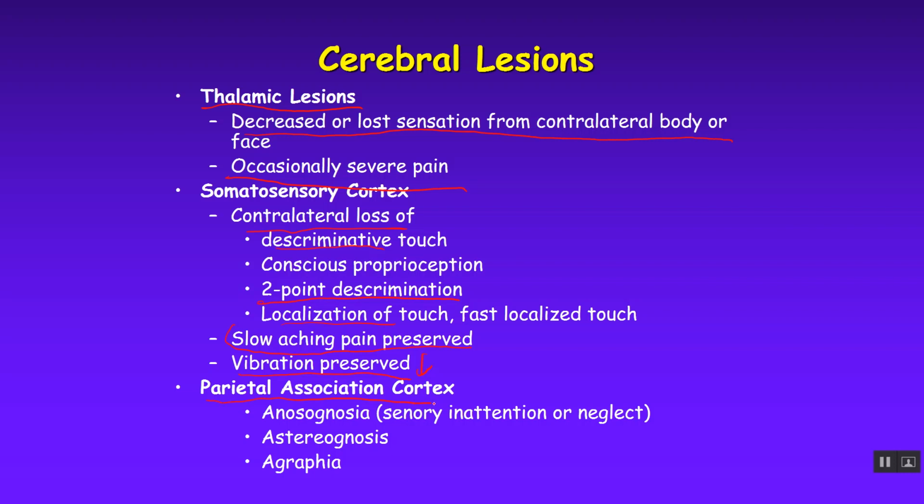If the damage involves just behind that primary sensory area, that postcentral gyrus, back in the parietal lobe, in the parietal association cortices, also known as the cortical sensory organization area. So parietal association cortex or cortical sensory organization area.